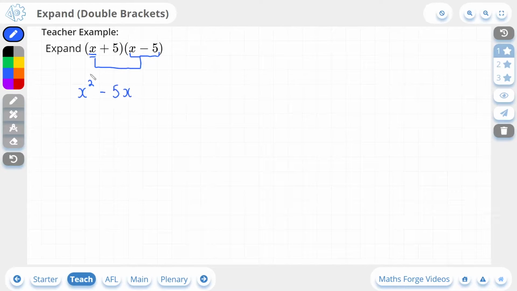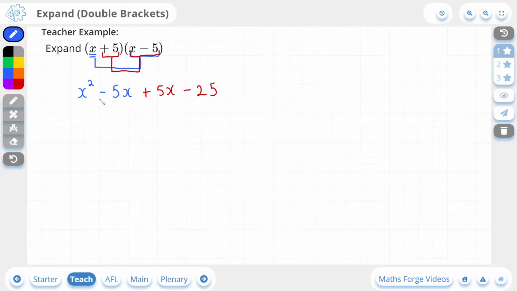Once that's done, you can go ahead and move on to this plus 5. So now this plus 5 is going to do the exact same thing. It's going to multiply onto every single term in the second bracket. So we're going to have plus 5 multiplied by x, which is going to be plus 5x. And we're going to have plus 5 multiplied by negative 5, which is going to be minus 25. And every time you're doing one of these calculations, you just write the following term next to each other like this. And now you have one big expression, which we're going to simplify.